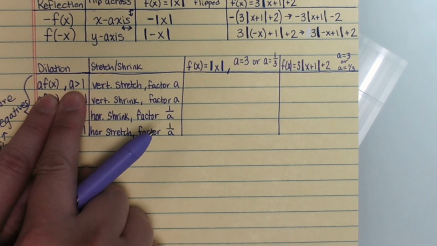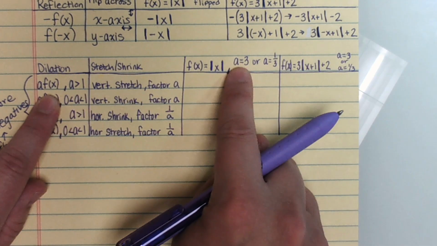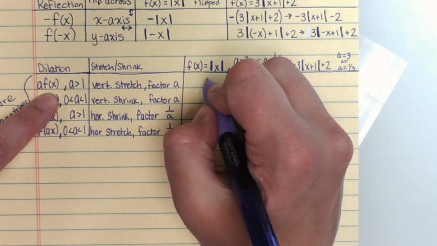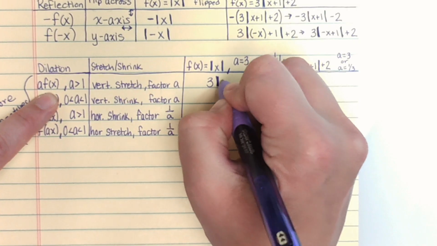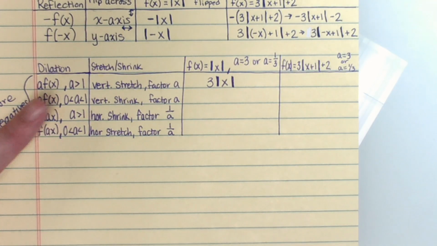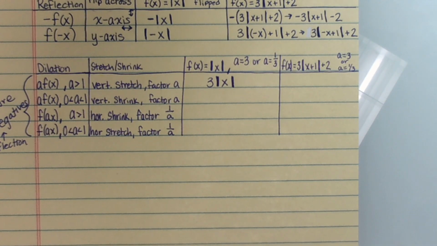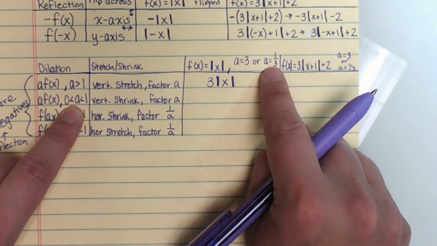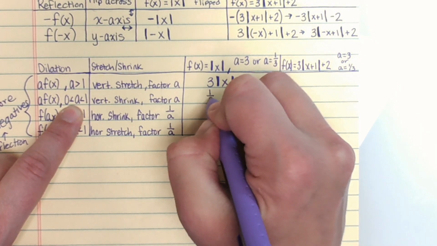This one, A, has got to be bigger than 1. In other words, we're going to work with A as 3 here. For a vertical stretch, that A gets multiplied by the entire function. If the entire function is the parent function, then you just put a 3 in front of everything. That is what a vertical stretch will look like. A vertical shrink, A has got to be between 0 and 1, so that's when it's the 1/3 that you'll see in the problem.